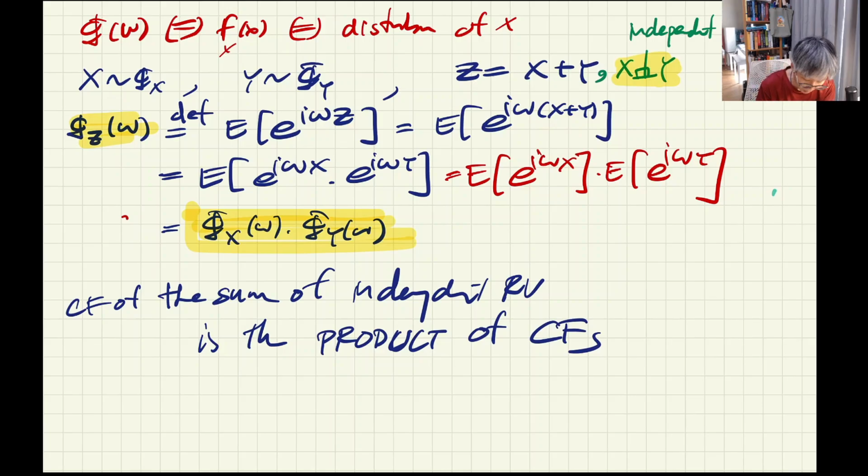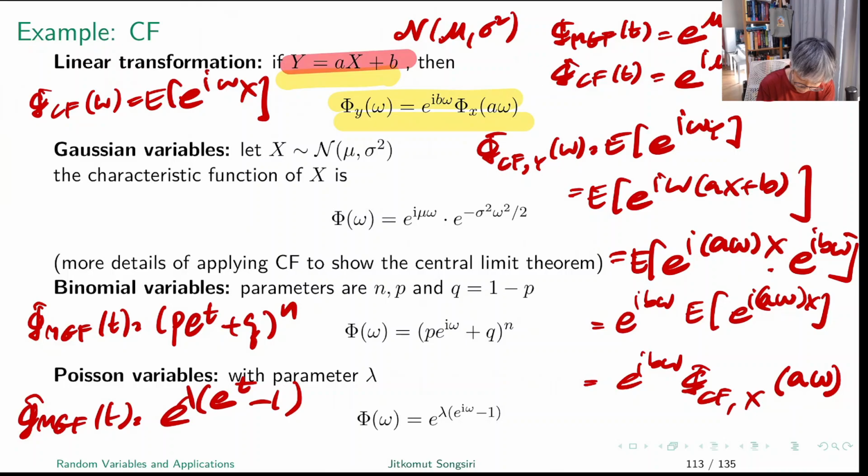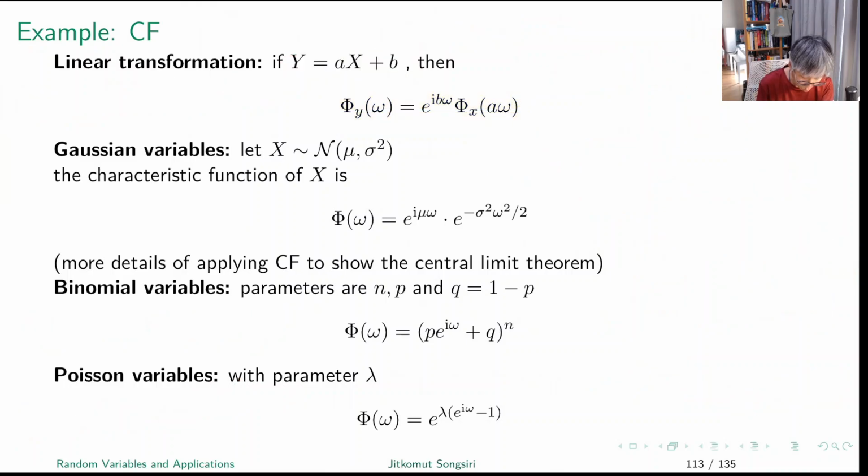Now, how about we apply this to some examples? Suppose I have two independent binary random variables.